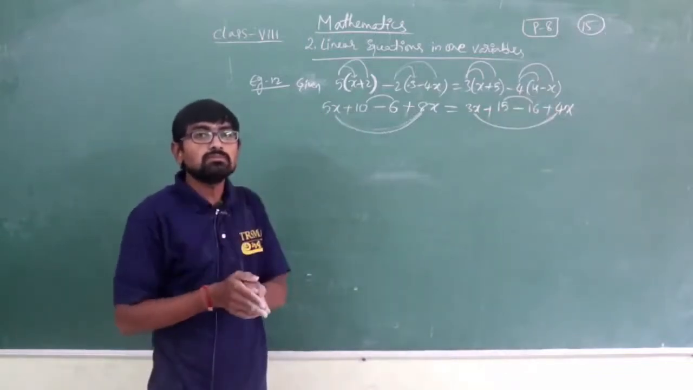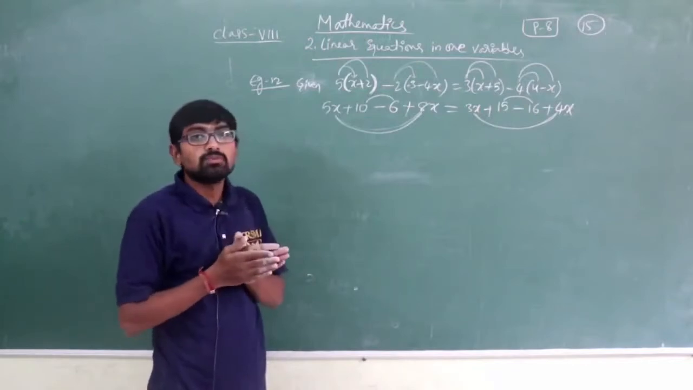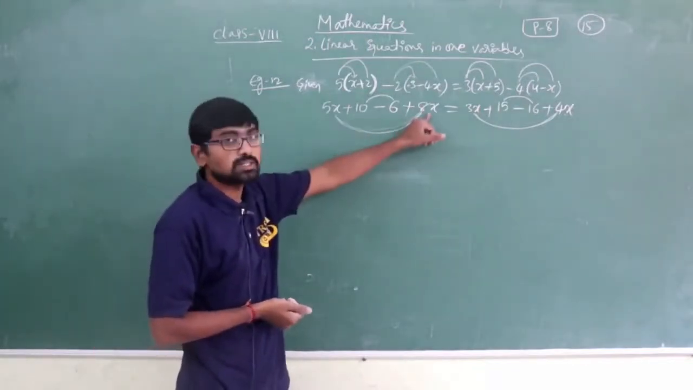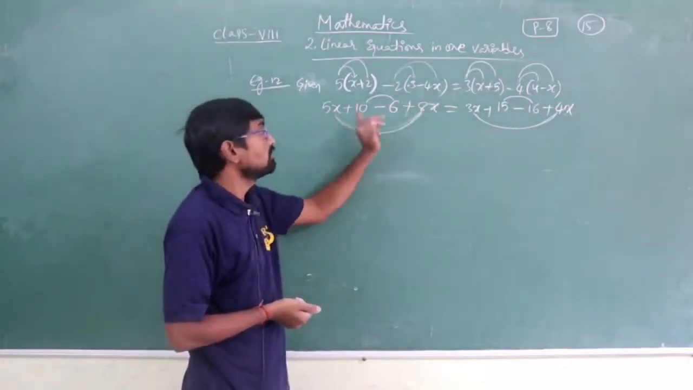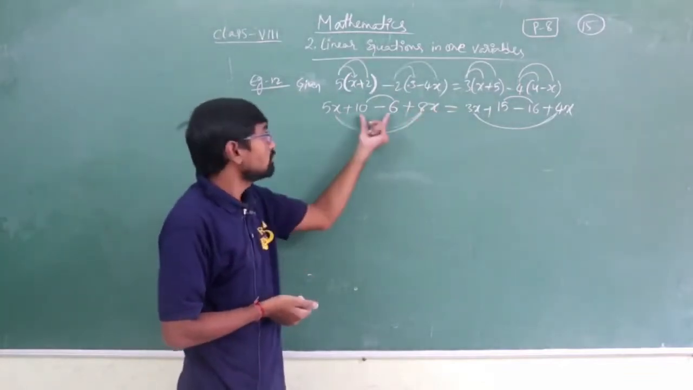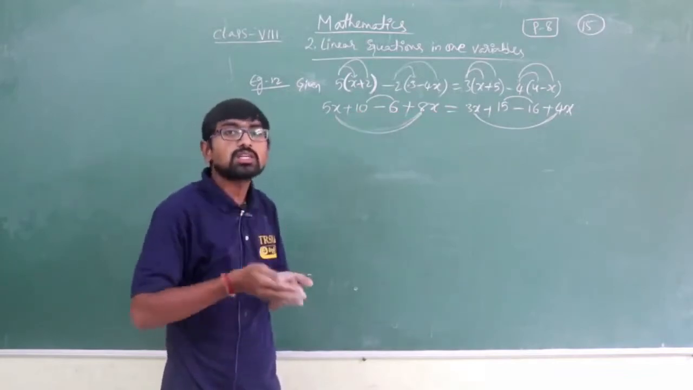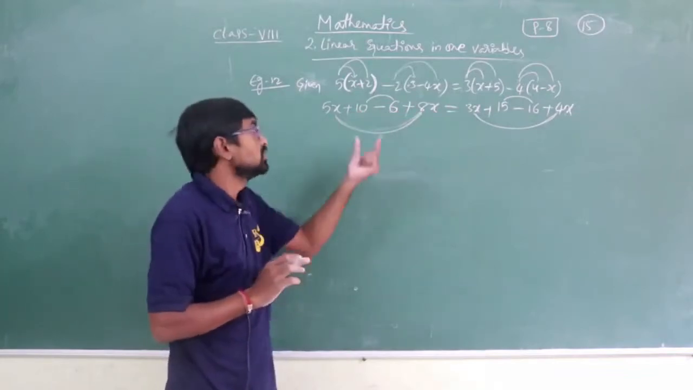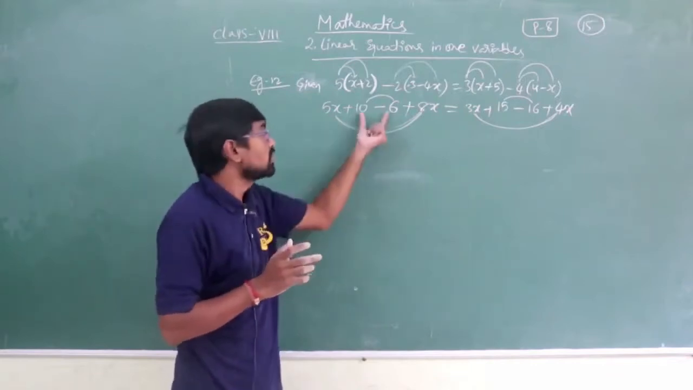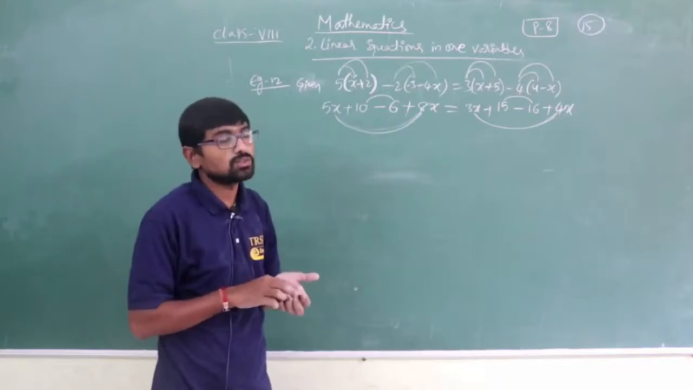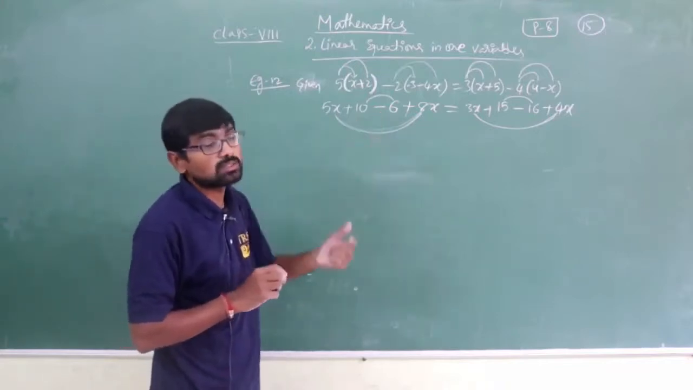Same values or variables. Here you can see 5x and 8x. These both are like terms. Why? They have one variable, x. But here we don't have any variable, these are constant numbers. Constant numbers we can directly count, isn't it? So therefore they both are like terms.